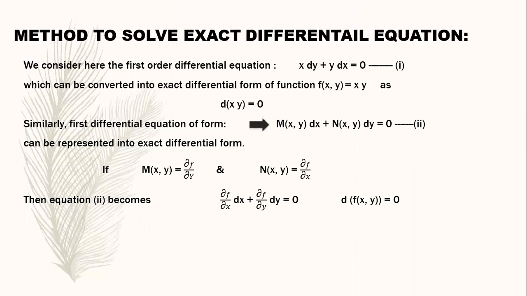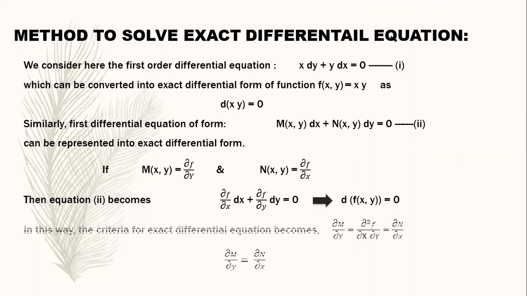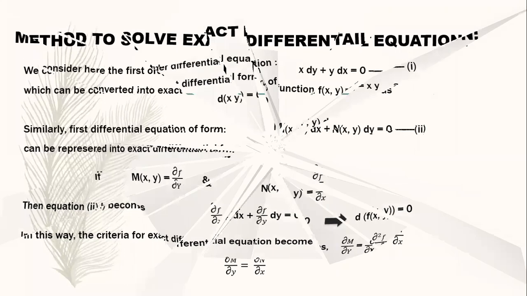Here we see the product rule, and we are going to close the product rule. We get d of f(x,y) equals 0. In this way, the criterion for the exact differential equation becomes this, and the finalized condition is the partial derivative of M with respect to y equals the partial derivative of N with respect to x.